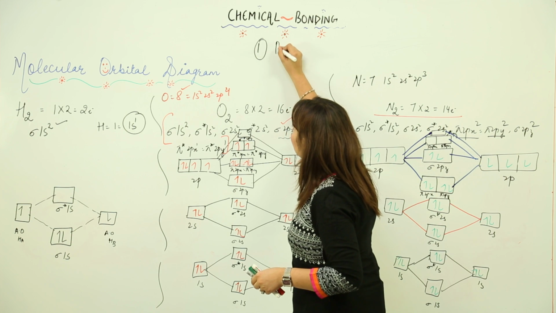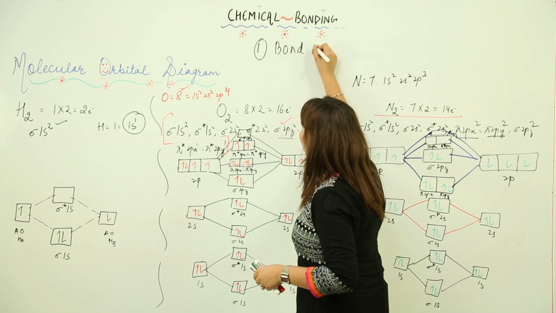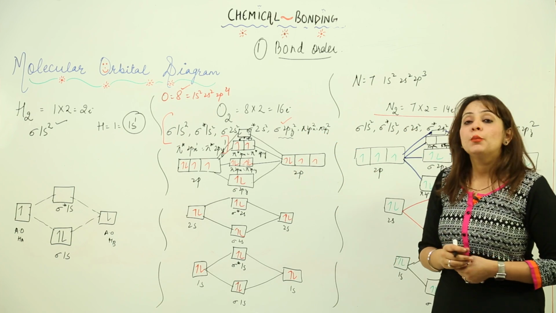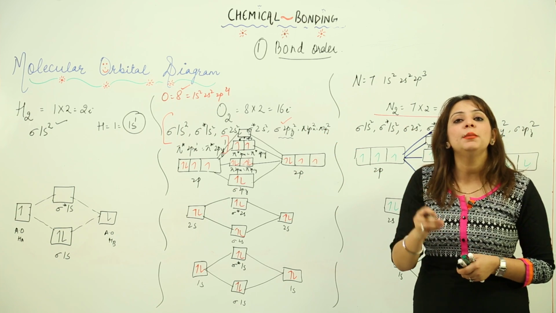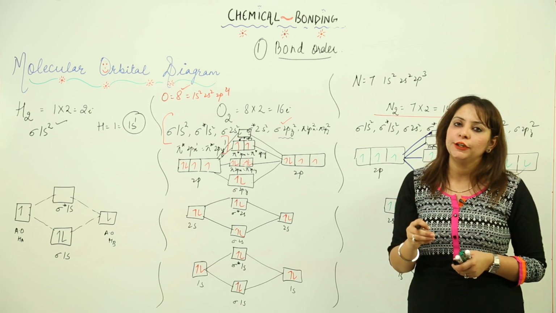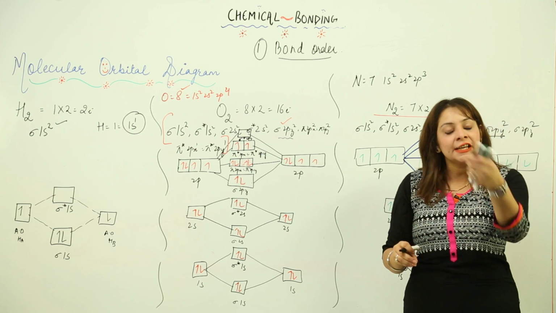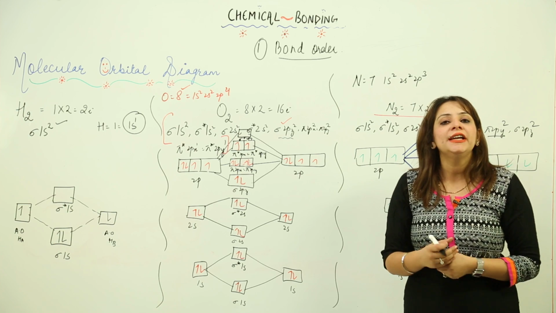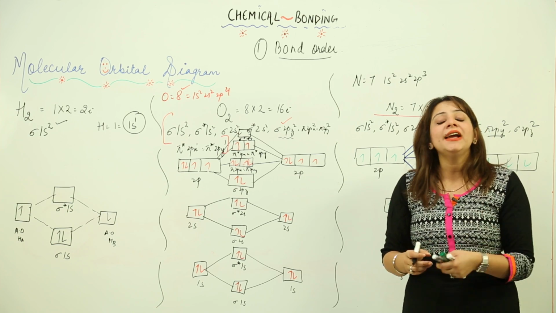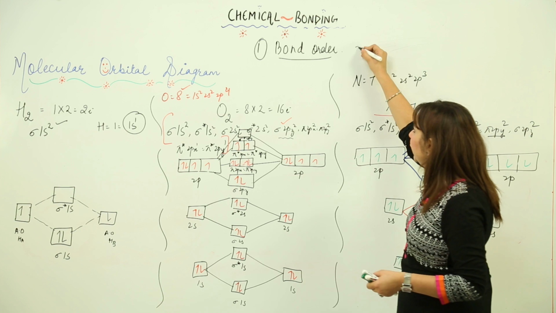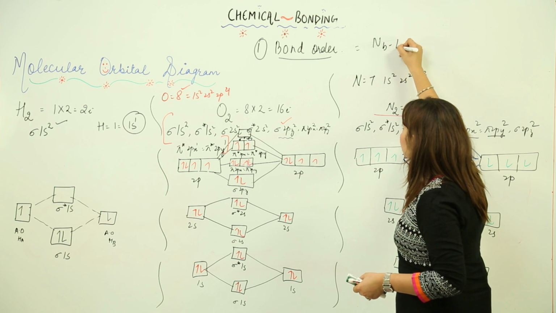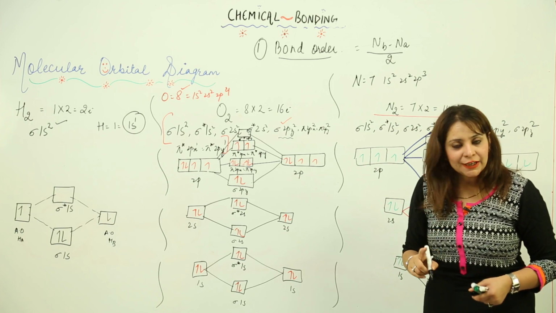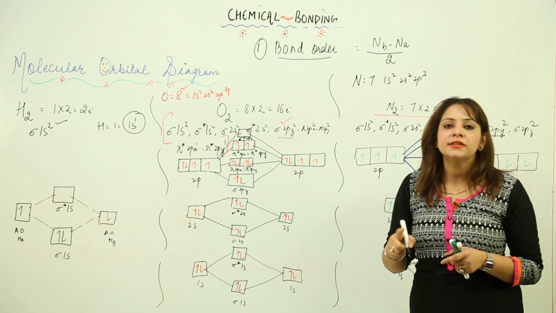First property is bond order. Bond order actually indicates the number of bonds present in a molecule. That means whether there is a single bond, a double bond, or a triple bond. So that is actually indicated by bond order. Now how do we calculate the bond order? It is bonding electrons minus anti-bonding electrons divided by 2.